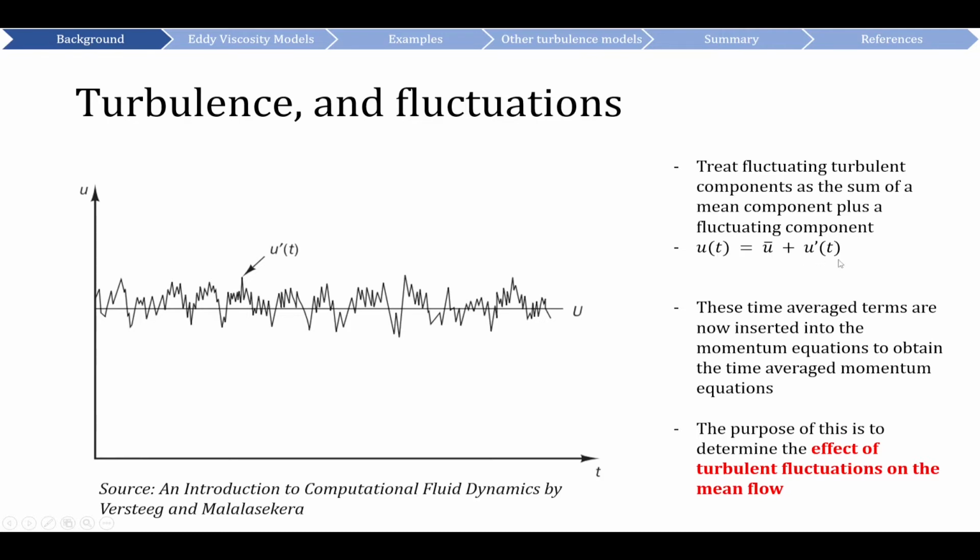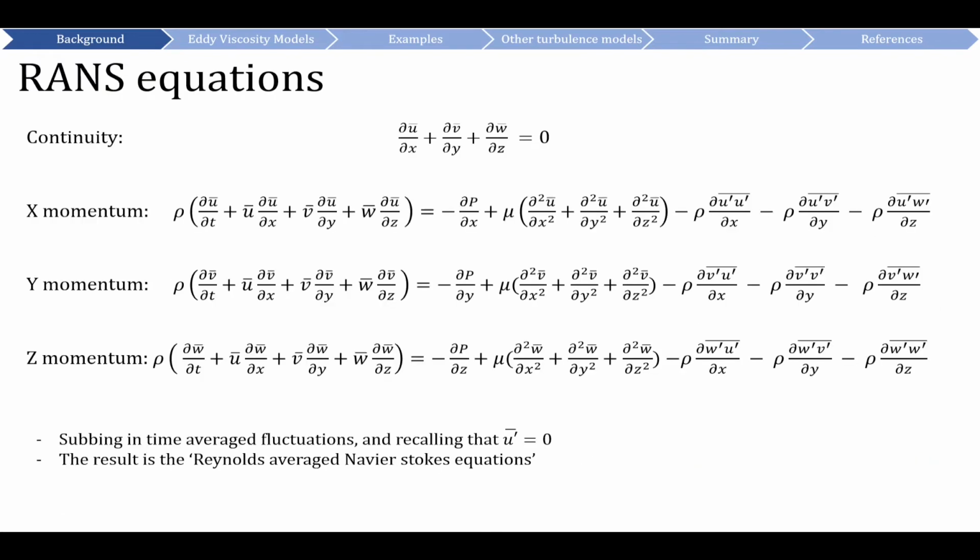The purpose of doing this decomposition is to determine the effect of turbulent fluctuations on the mean flow. We want to solve for the mean flow quantities rather than the velocity at every single location in time, and that will make the equations easier to solve using a RANS approach. So using this decomposition of turbulent quantities into a mean component and a fluctuating component, we sub it in. I'm not going to go through the derivation here, but we obtain the RANS equations, the Reynolds-averaged Navier-Stokes equations.